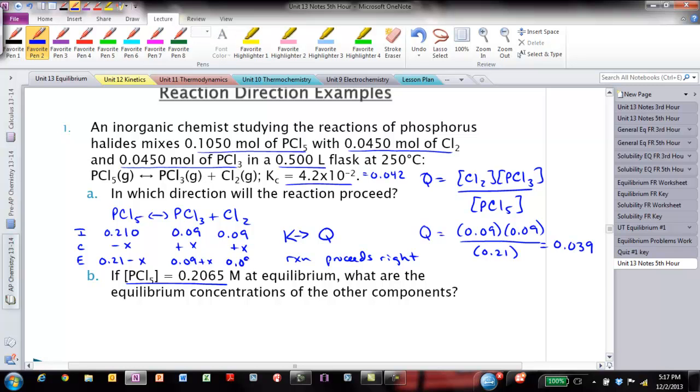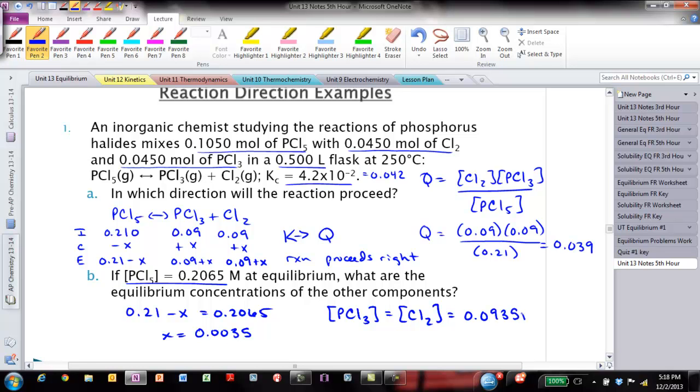So there's our completed ICE diagram. And so they told us that 0.21 minus x has to equal 0.2065. And that's an easy way for us to calculate our x. Okay, so x is 0.0035. Well, I can go back in and figure out the concentration of PCl3, which is going to be equal to the concentration of Cl2 because those are the same numbers. So I'm going to take 0.09 plus 0.0035. We get 0.0935 molar.